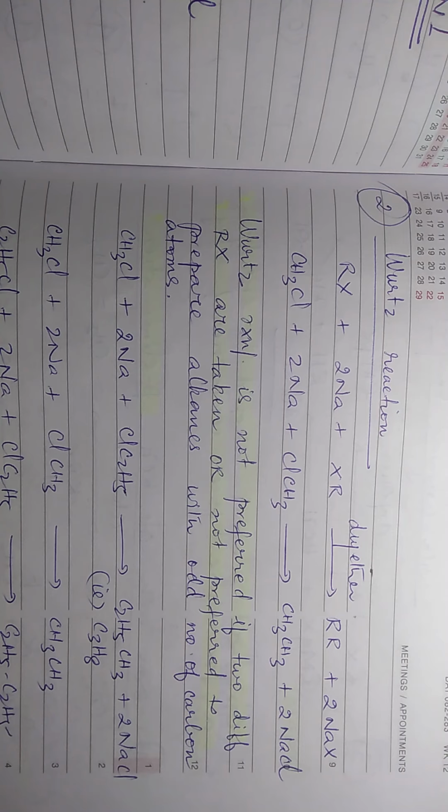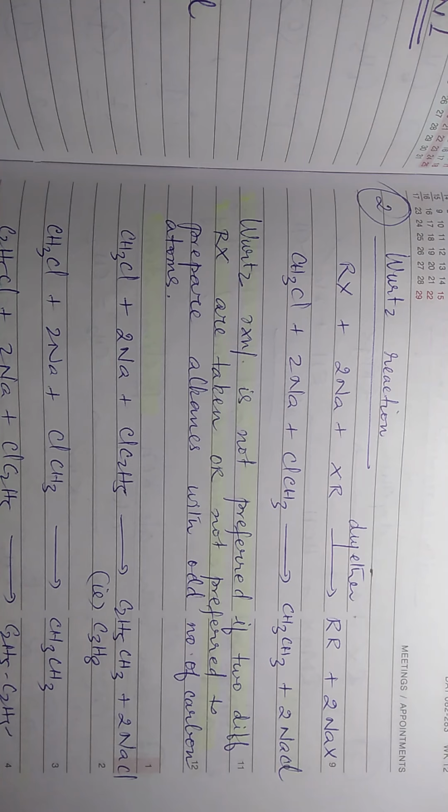The next is the Wurtz reaction, a very important reaction where two molecules of alkyl halides in the presence of sodium and dry ether give you an alkane. So you start with, say, methyl chloride, you will get ethane as the product.